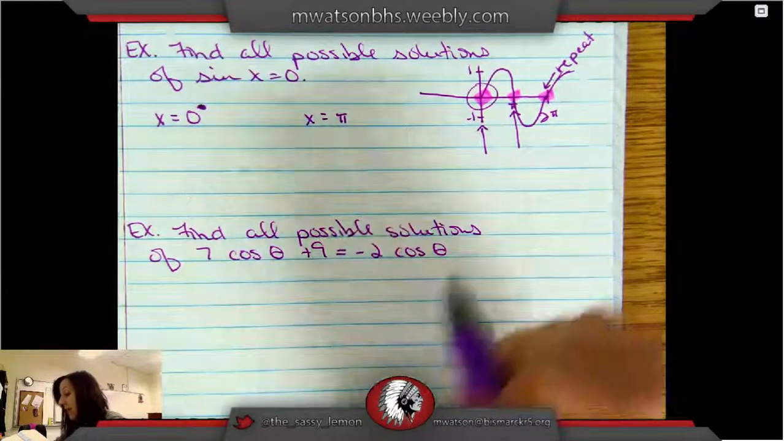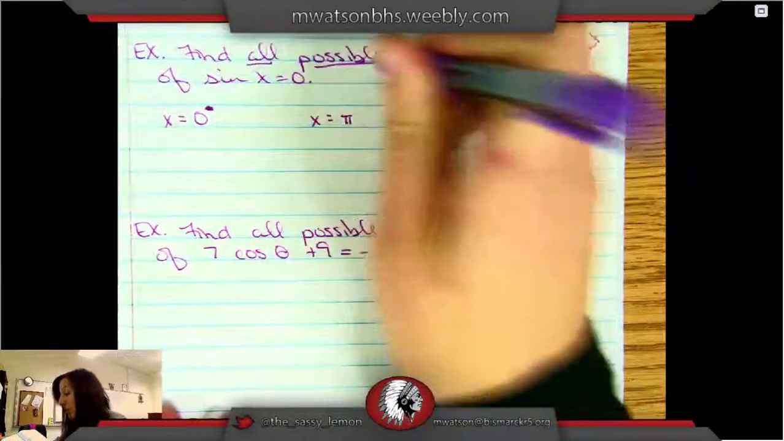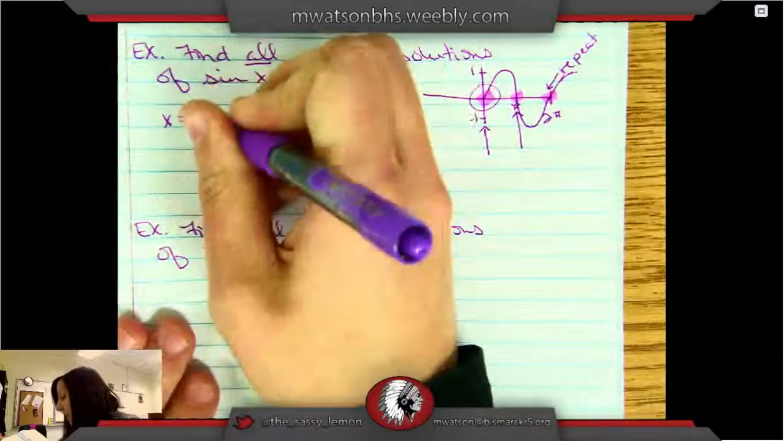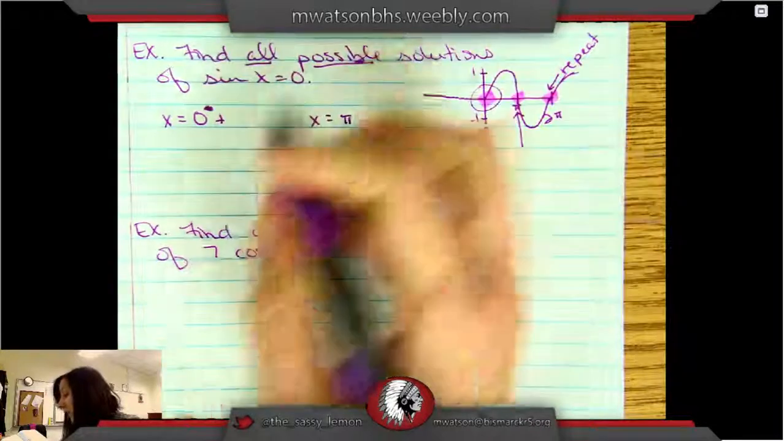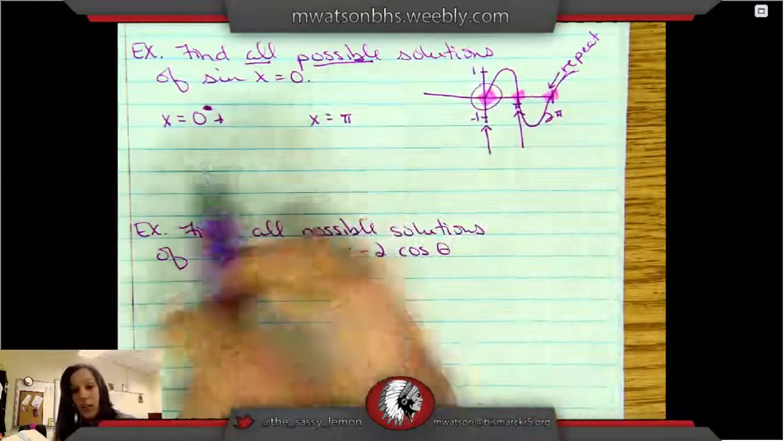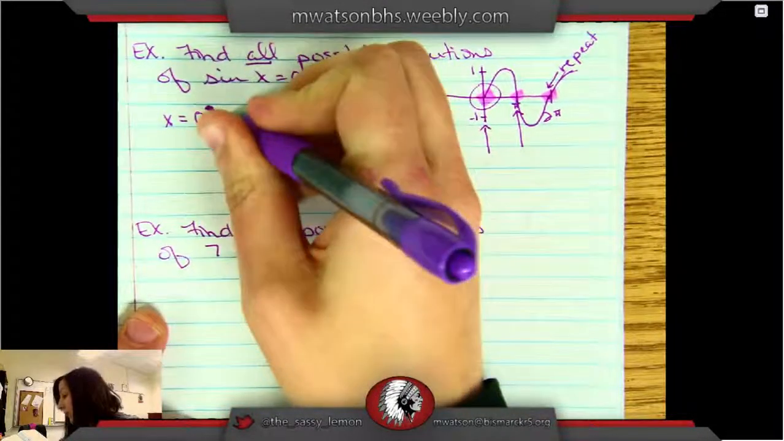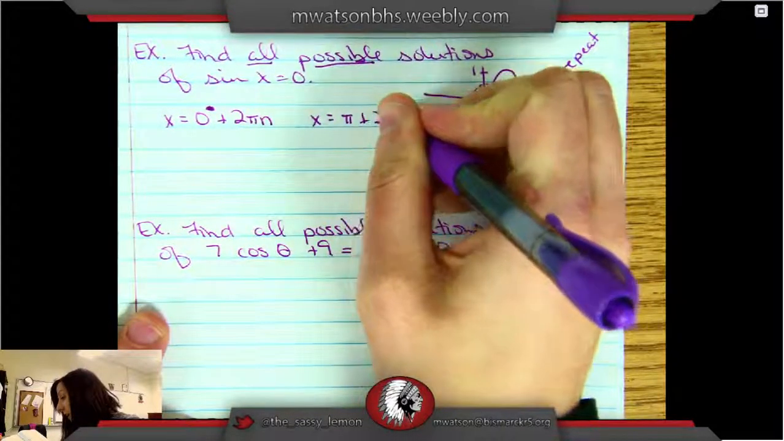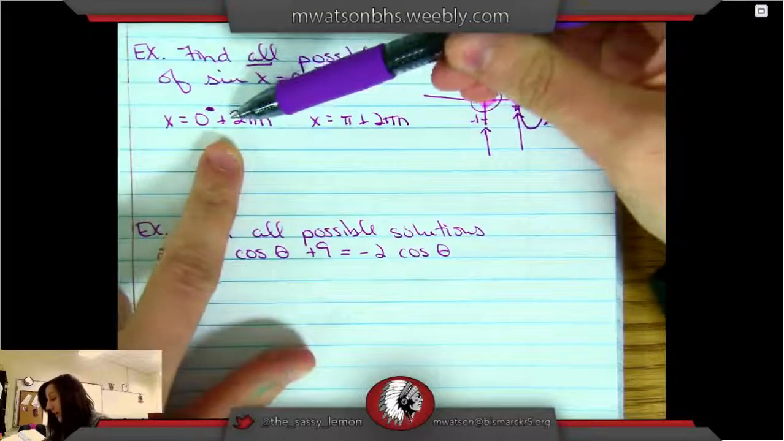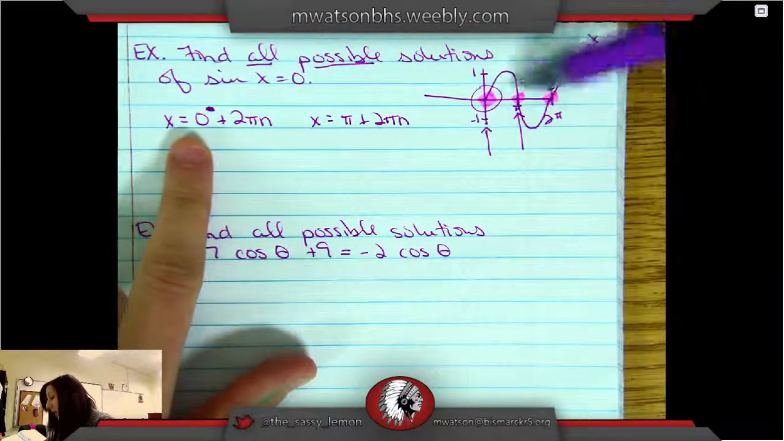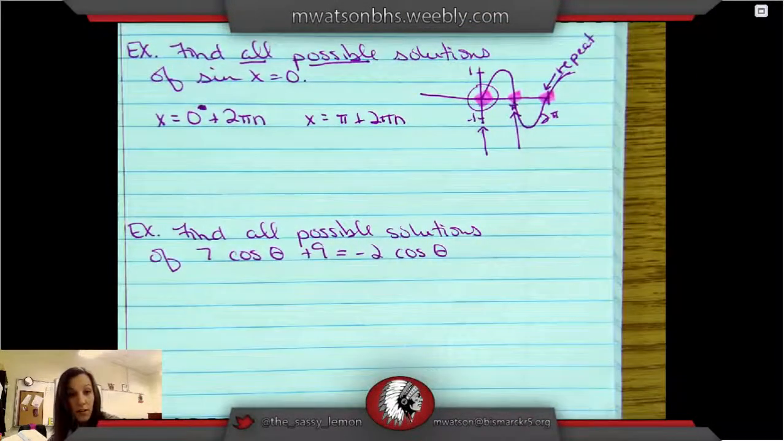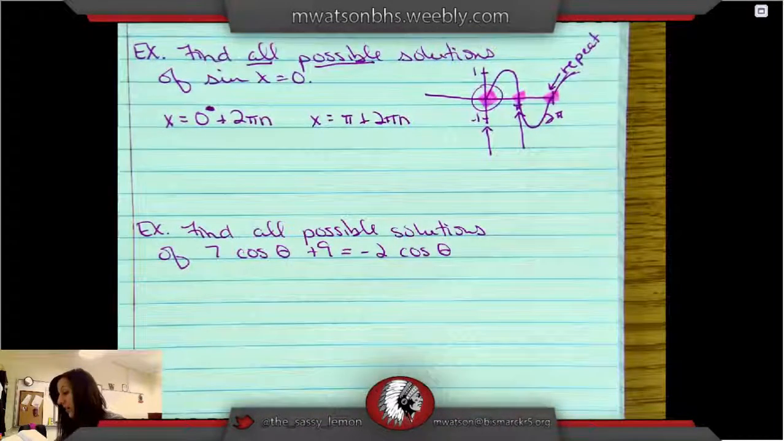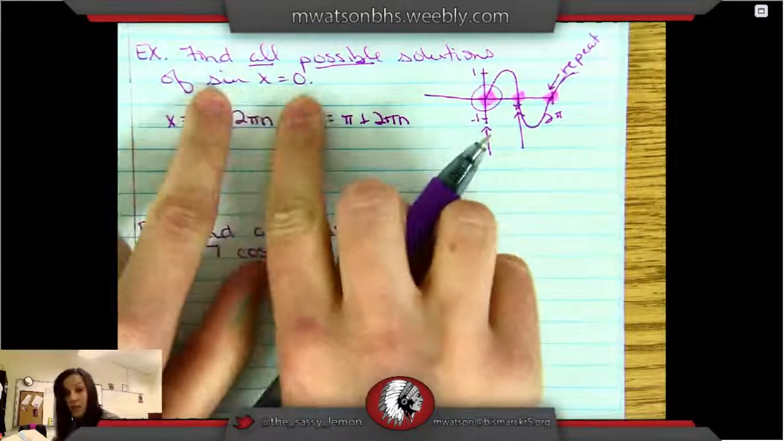Now remember, we have to look at all possible solutions, so that means we have to account for a full oscillation. So since we're doing this in radians, we're going to add 2 pi onto each of these. And what that allows us to do is account for all the infinite oscillations of the sine curve. So we actually found all the possible solutions for this equation.